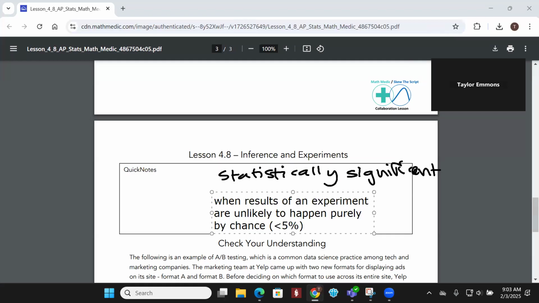Okay. So on this problem, the following is an example of A/B testing, which is a common data science practice among tech and marketing companies. The marketing team at Yelp came up with two new formats for displaying ads on its site, format A and format B. Before deciding on which format to use across its entire site, Yelp wants to test which format would get a higher rate of ad clicks from users. The first thing they asked was to calculate the difference in percent of users who click on ads. So how do you go about doing that one?